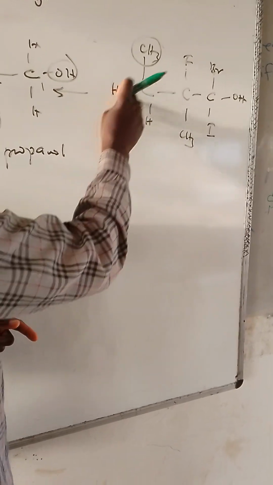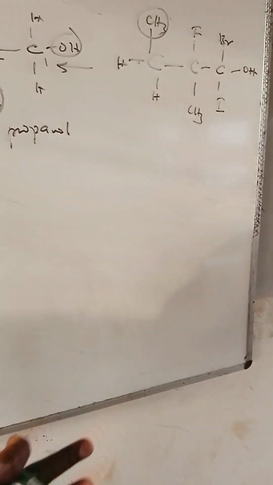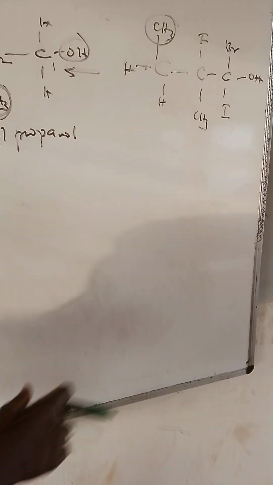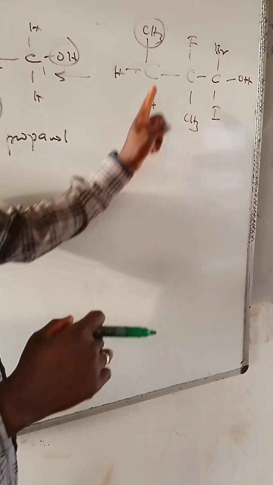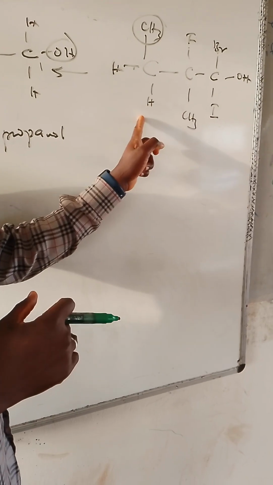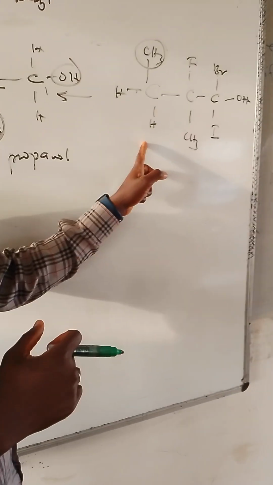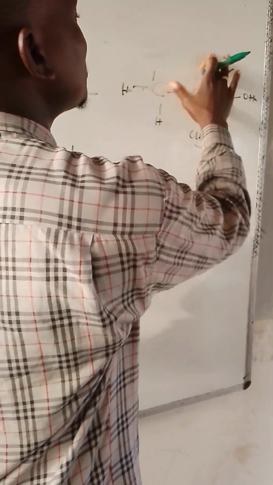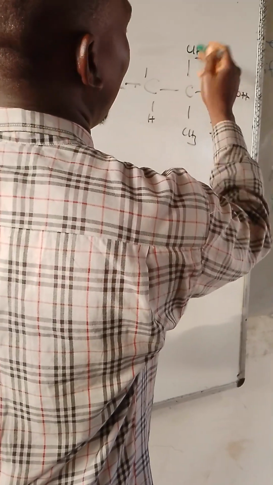Why is this not a tertiary alcohol? Because we do not have the CH3. For it to be a tertiary alcohol, it must have three CH3 groups. And remember, this is CH2, so you cannot call it tertiary alcohol. For you to call it tertiary alcohol, we are going to attach the CH3 here.